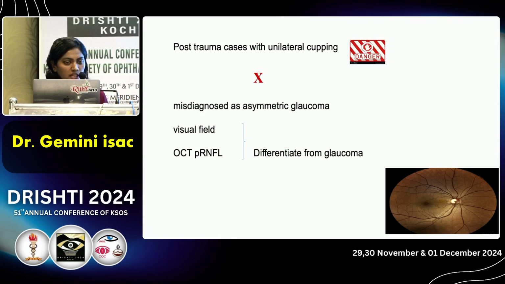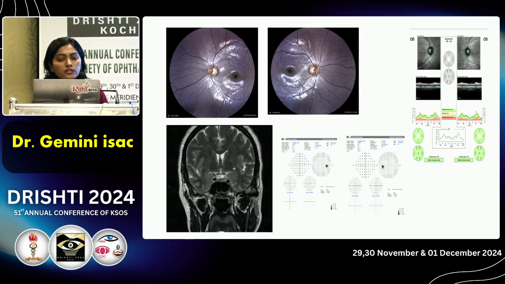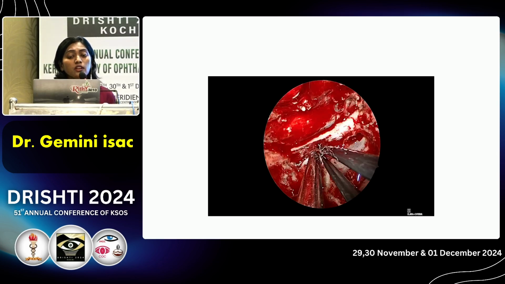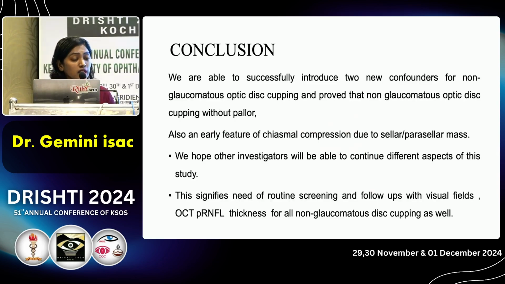It's like the post-trauma cases. It also has a very high chance of being misdiagnosed as asymmetric glaucoma. So to differentiate that, visual field and OCT RNFL will help you differentiate from glaucoma. So these are a few common cases and these are the studies, but none of these similar studies show non-glaucomatous disc cupping without pallor as also a feature of early compression. Conclusion: we are able to successfully introduce two non-glaucomatous confounders as an early feature of compressive optic neuropathy. We hope other investigators are able to continue different aspects of the study, and this signifies the need of routine screening and follow-up with visual field and OCT RNFL.